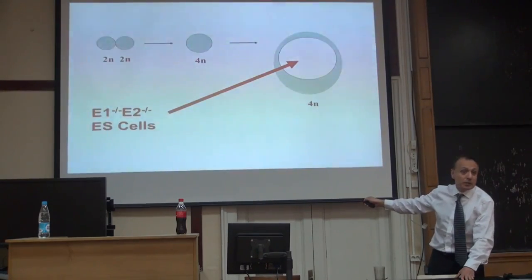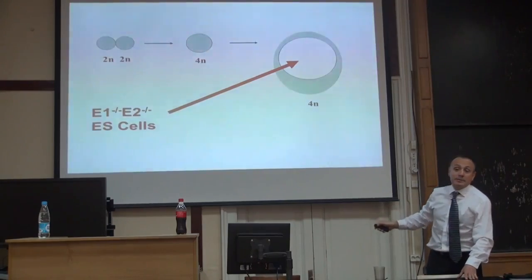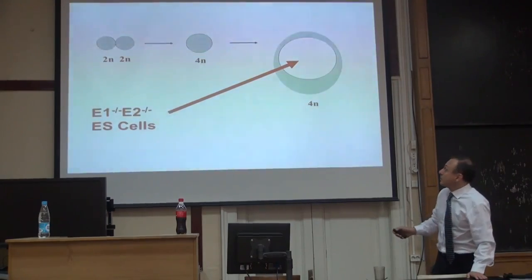Do you understand? So the embryos that are developing are chimeric. The blue cells, the tetraploid cells, are going to make the placenta. So we are providing them with a wild-type placenta.